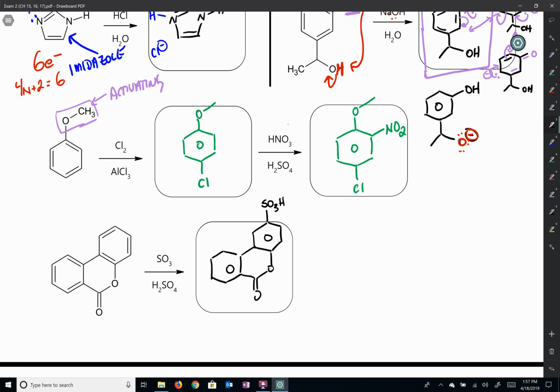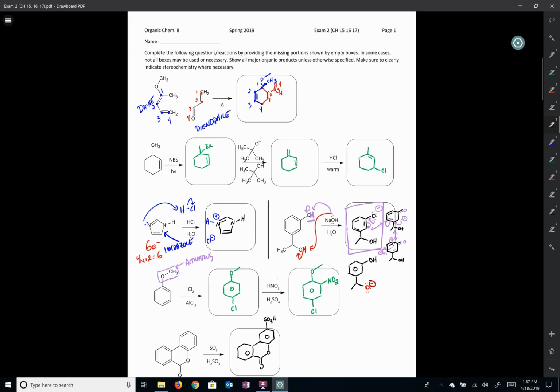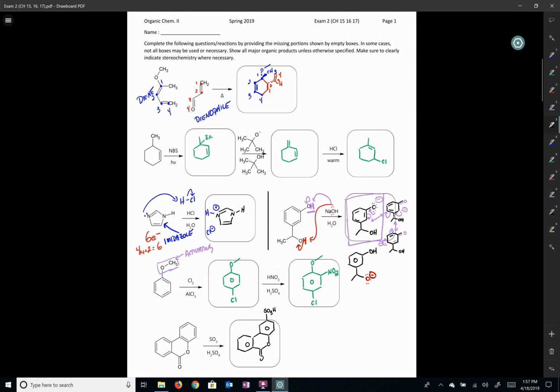So these last two questions, we're just dealing with activating versus deactivating groups in aromatic substitutions. I'm going to zoom out so you guys can see all of page 1 here, and we'll pick this up in the next video.